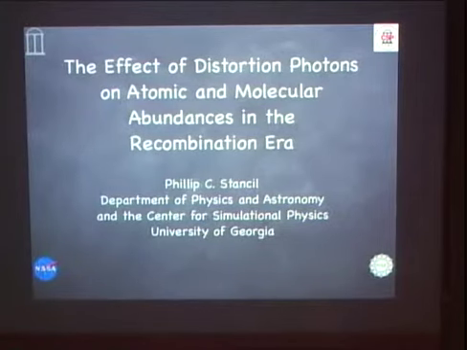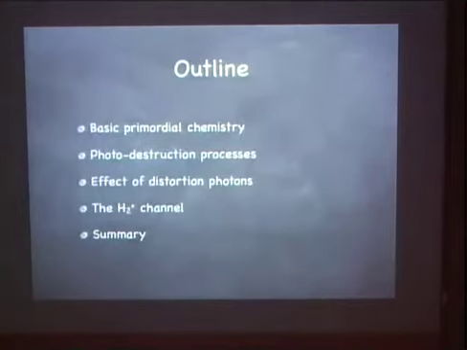So what I'm going to discuss is basically one topic. But first I'll give you a little overview of primordial chemistry, and then I'll discuss issues related to photodestruction processes, how they are included in chemical networks, and then look at the main topic of distortion photons on photodissociation processes, which is motivated by the beautiful recombination spectra produced by Jens and others. And then finally, I'll look at the H2 plus channel for making H2, the often neglected pathway to make H2 in the early universe.